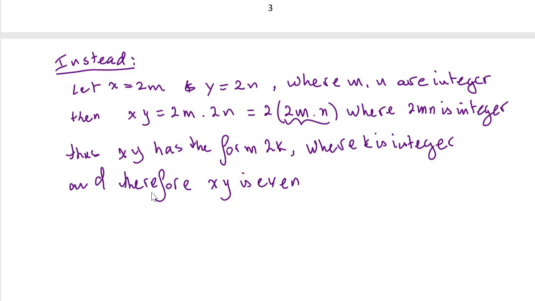So this is a simpler way of proving that if you multiply two even numbers, then the product is as well even. So this is called direct proof, but different than the formal proof that I showed you earlier.